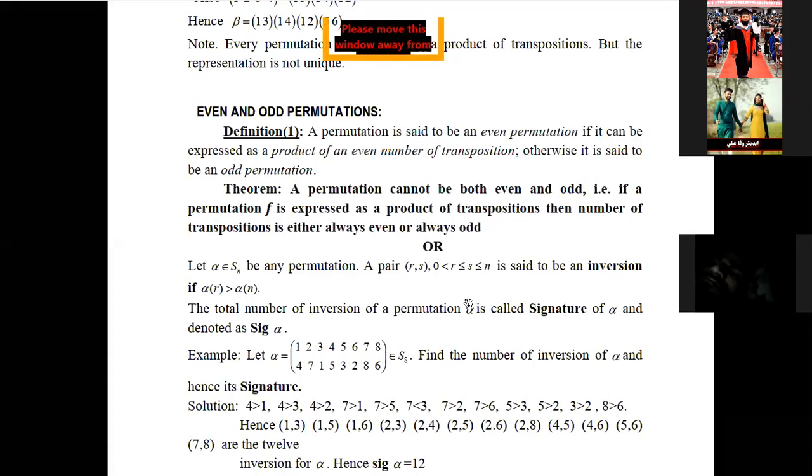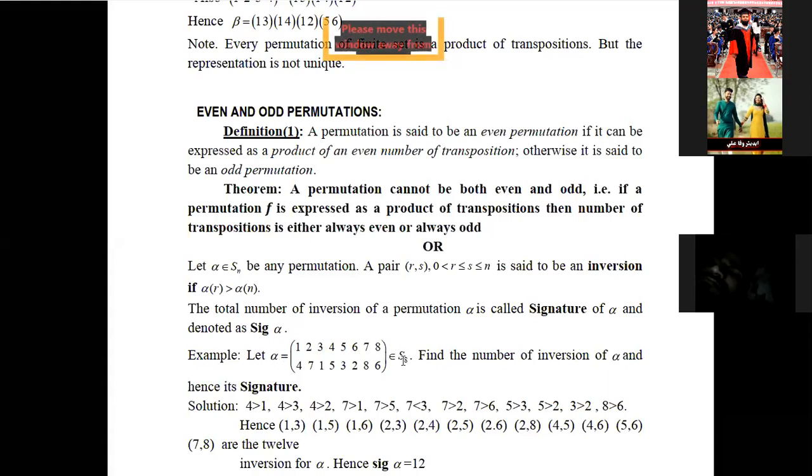Okay, first of all we find the inversions, and then we count them, and the total number of inversions is called the signature of alpha, which is denoted by this. And if the signature is an even number, then the permutation is even. If the signature is an odd number, then the permutation is odd. Okay, let us take an example.